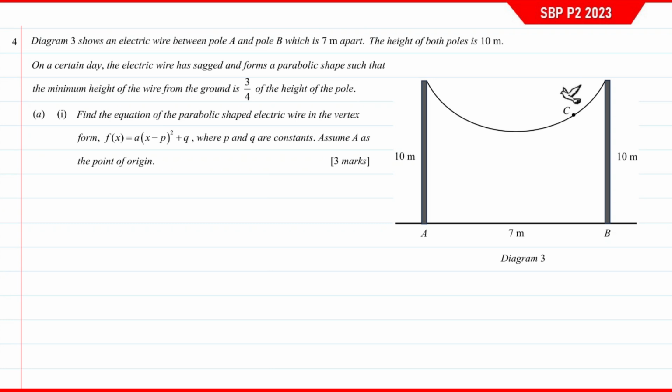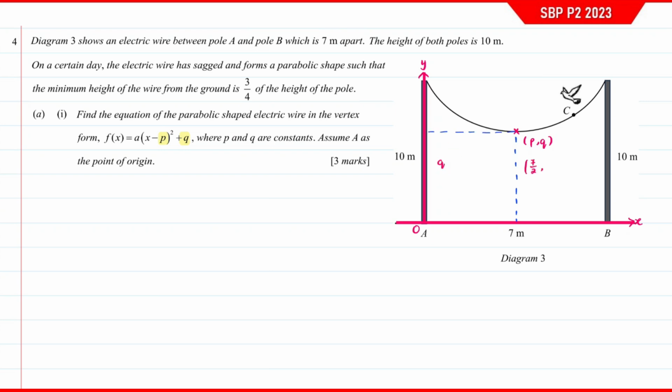As point A is the origin, we can set pole A to be the y-axis and the ground to be the x-axis. In vertex form, P and Q refer to the x and y coordinates of the minimum point or the maximum point. In this case, this is going to be the coordinates of the minimum point. So based on the diagram, at the center here, this will be the minimum point with the coordinates of P and Q. As P is in the middle of poles A and B, the coordinate x will be 7 over 2.